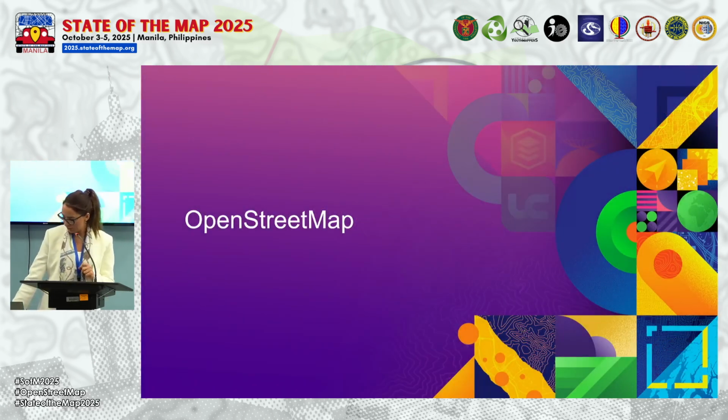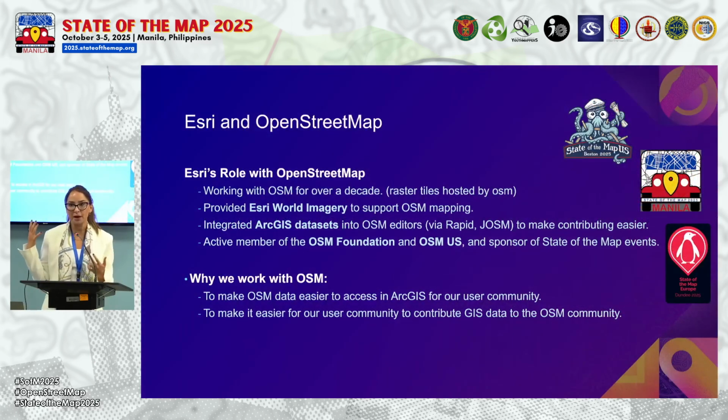So speaking of OpenStreetMaps, how are we related to the OpenStreetMap community as Esri? So we've been working with the OSM Foundation, or OSM, for over a decade. We're hosting the raster tiles, and we're providing Esri world imagery to support OSM mapping. And we also integrated ArcGIS data sets into OSM editors such as Rapid or JOSM, to make contributions easier for our users to the OSM database. And we're also an active member of the OSM Foundation, as well as OSM US. And we're sponsoring State of the Map events here, as you can see.